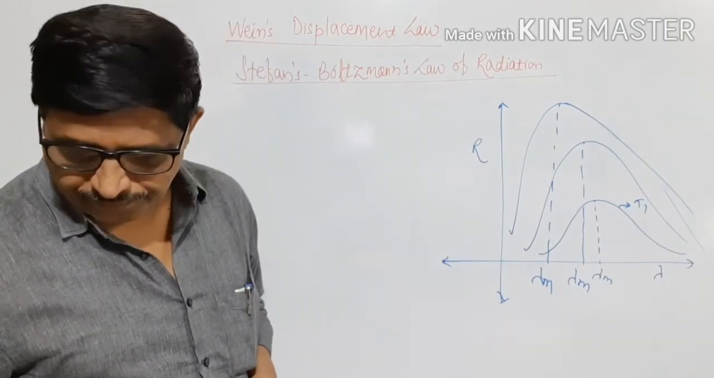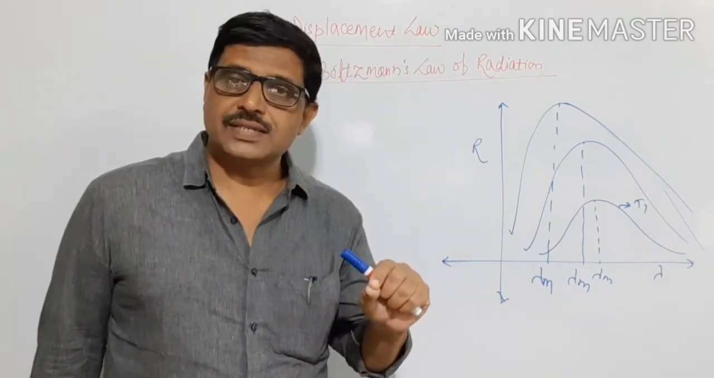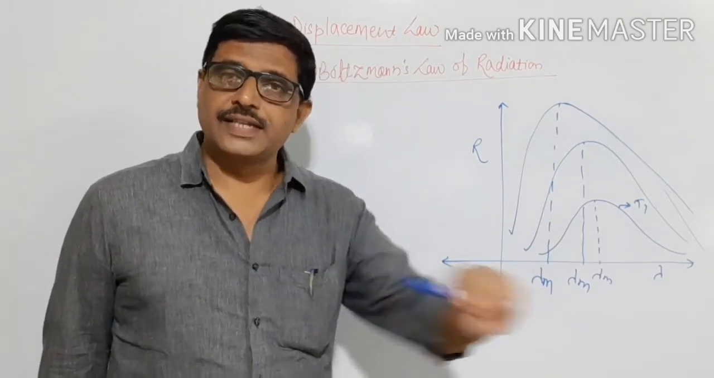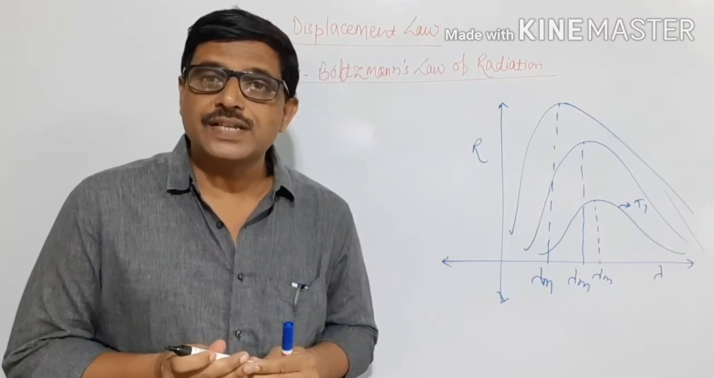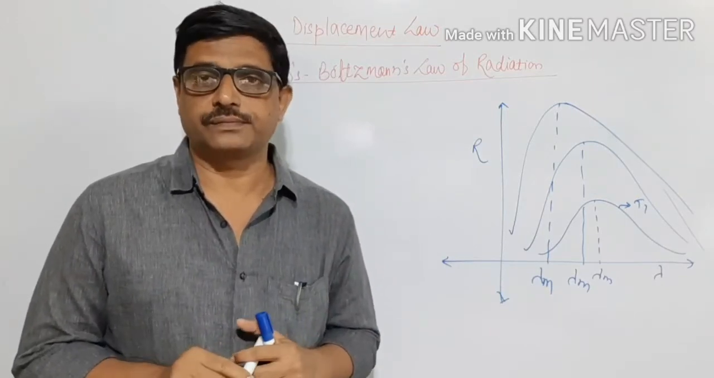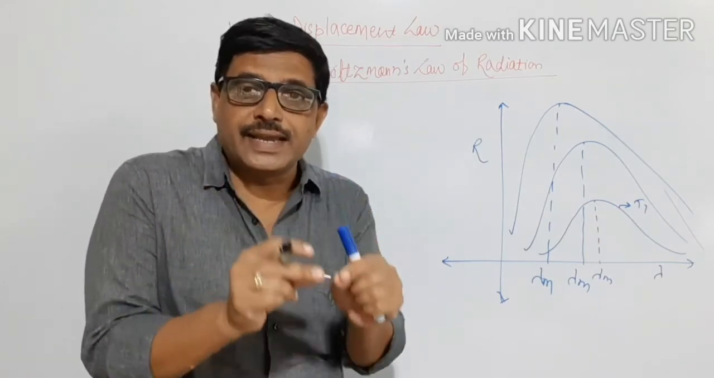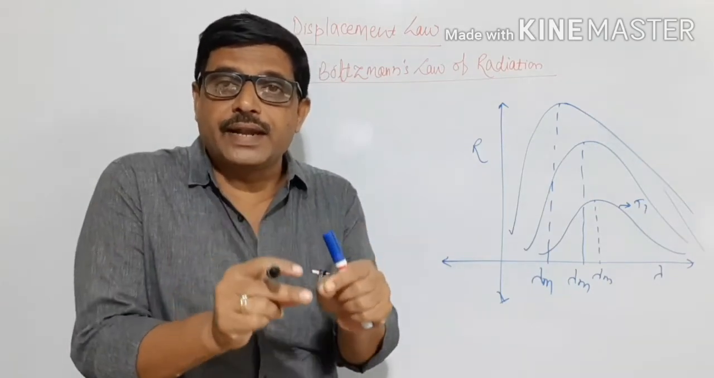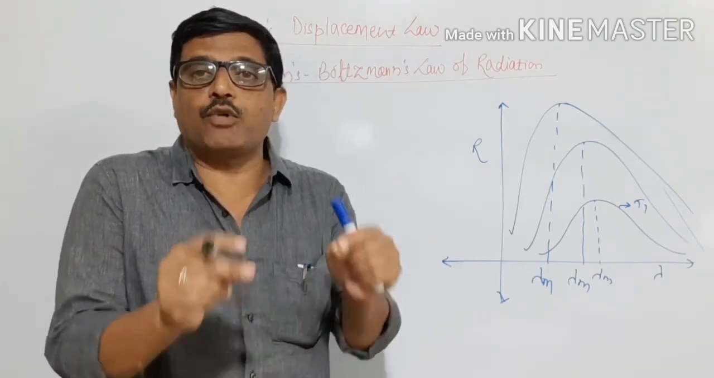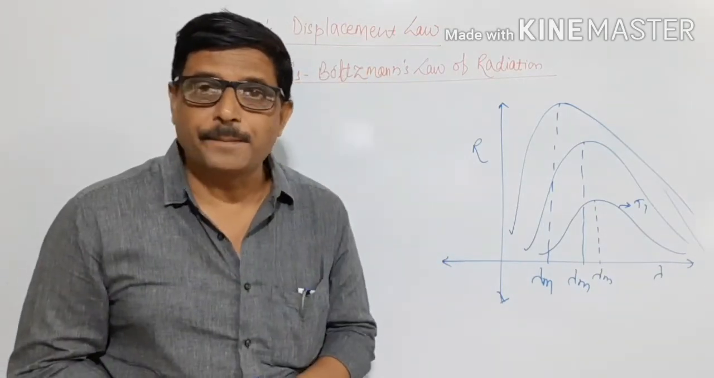With this, Wien described a law, and according to Wien's displacement law, the wavelength at which the intensity of the radiant energy emitted by a black body is maximum is inversely proportional to the temperature of the body.